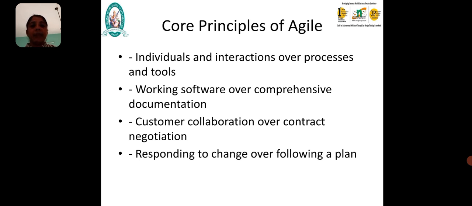Core principles of the Agile model: individuals and interaction over process and tools, each and every time. Working software over comprehensive documentation. It means each and every time the documentation should be maintained for clear understandability. Next, customer collaboration over contract negotiation. Here, it means that only for a limited period of time the customer can communicate with the developers for changing the process. According to the requirements they can change, but within a limited period of time. Then responding to change over following a plan.